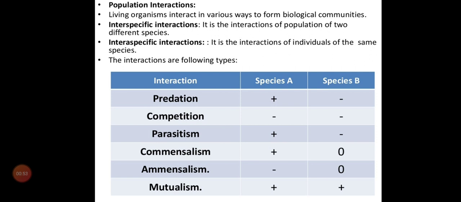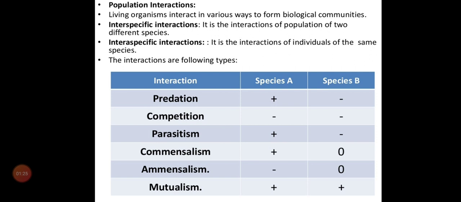Living organisms interact in various ways to form biological communities. So automatically the organisms will interact with each other, and these interactions make a community. Before that, the same kind of organisms make a population. So many populations will interact, and automatically you will get a community. That community is called a biological community.